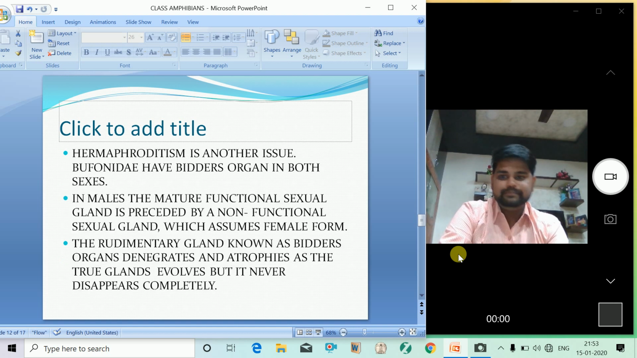They have that. So hermaphroditism, the presence of both sexes in an organism, is another issue. The Bufonidae have a Bidder's organ in both sexes. In males, the mature functional sexual gland is preceded by a non-functional sexual gland which assumes the female form. The rudimentary gland known as Bidder's organ degenerates and atrophies as the true gland evolves, but it never disappears completely. That's the major interesting characteristic of amphibians we know.